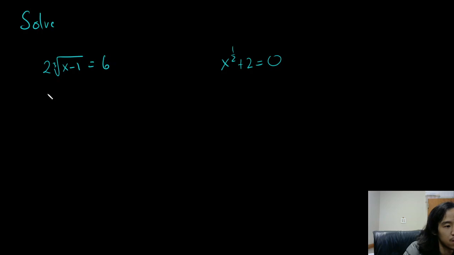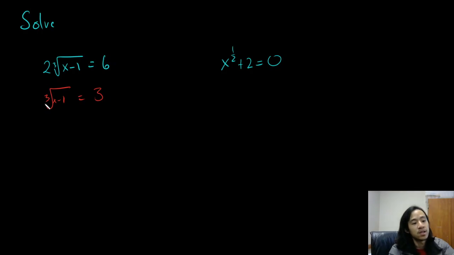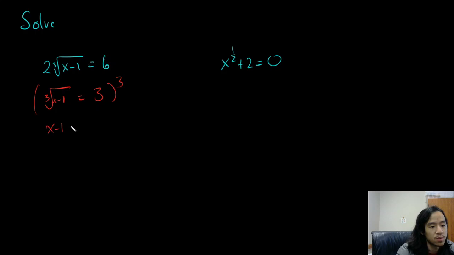Divide both sides by 2, and you get the cube root of x minus 1 is equal to 3. And now, to get rid of this cube root, you just have to cube both sides. So we'll have x minus 1 is equal to 3 cubed, which is 27. You add 1 to both sides and you get x is equal to 28.